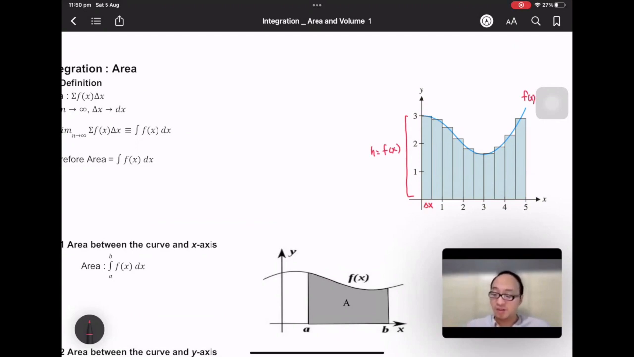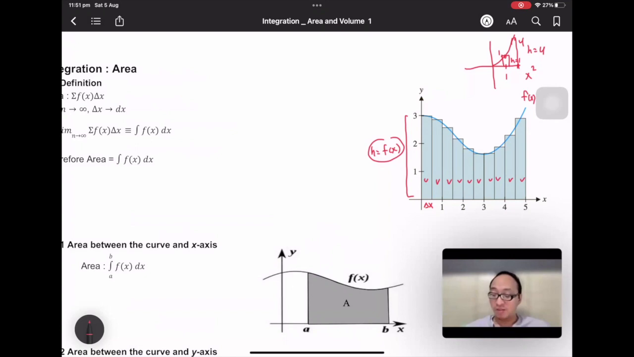For example, if the function is x squared, when I draw it, it will be like this. When x equals 1, it will equal 1, so if I make a rectangle, the height will be 1. But if x equals 2, it will equal 4, so the height will be 4. So the height depends on the equation. So I can make several rectangles to calculate the area between the curve and the x-axis.